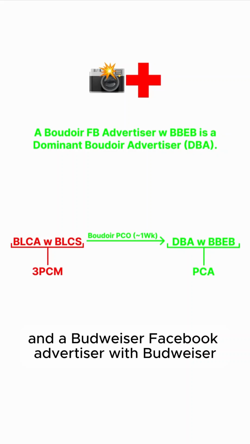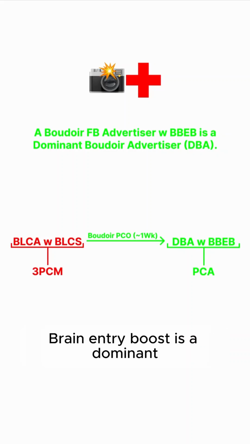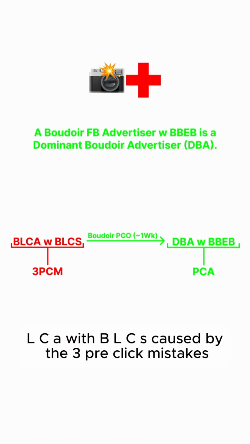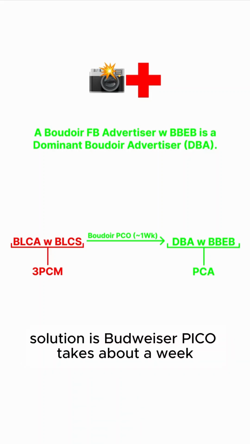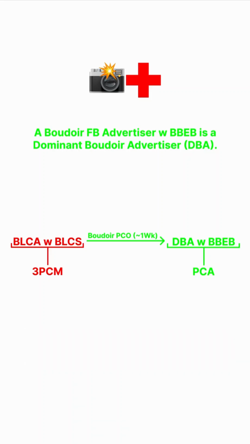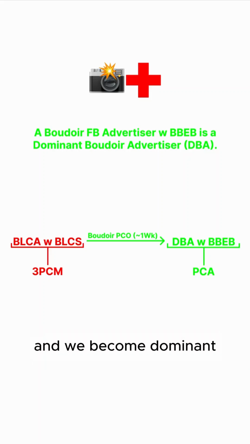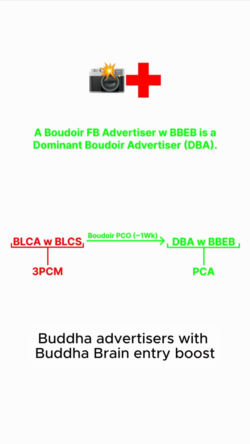And a Boudoir Facebook advertiser with Boudoir Brain Entry Boost is a dominant Boudoir advertiser, a DBA. So this is our universe. We've got a BLCA with BLCS, caused by the 3 pre-click mistakes. The solution is Boudoir Pico, which takes about a week. And we achieve PCA, pre-click alignment, and we become dominant Boudoir advertisers with Boudoir Brain Entry Boost.